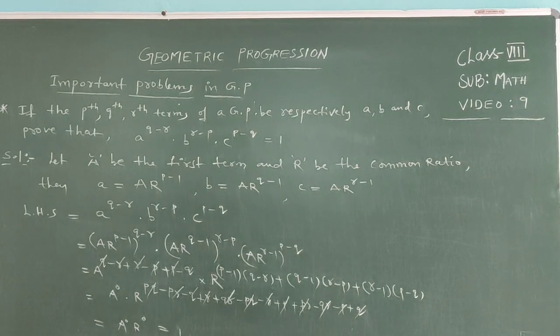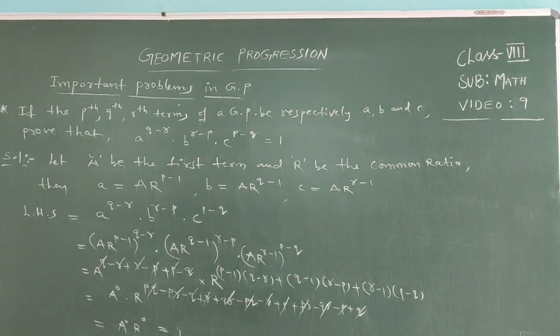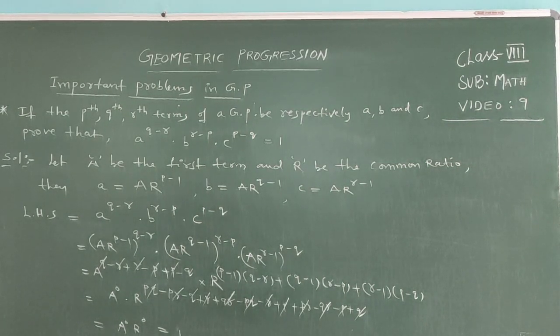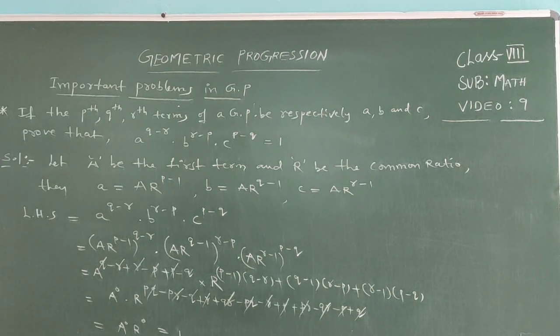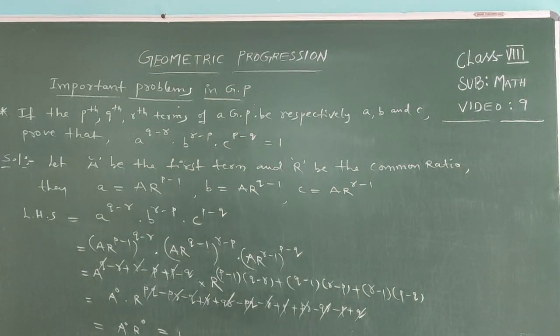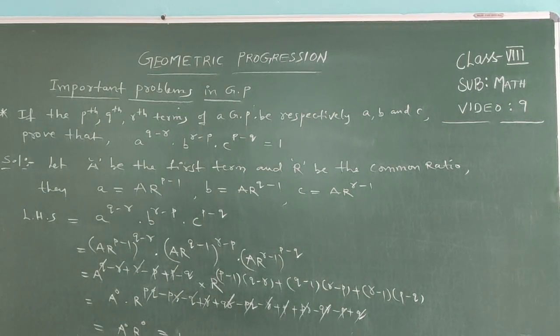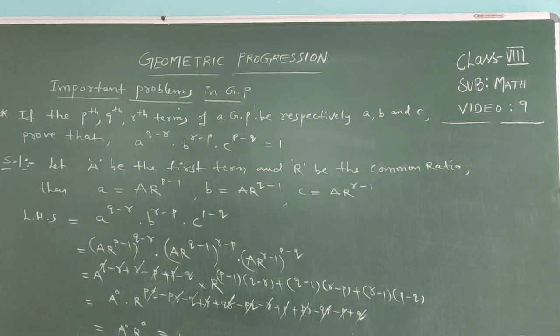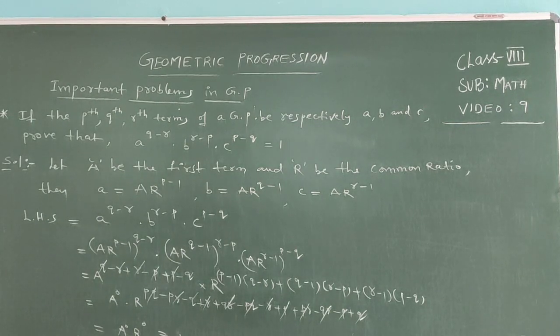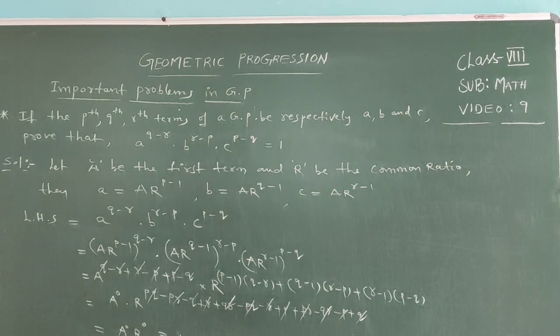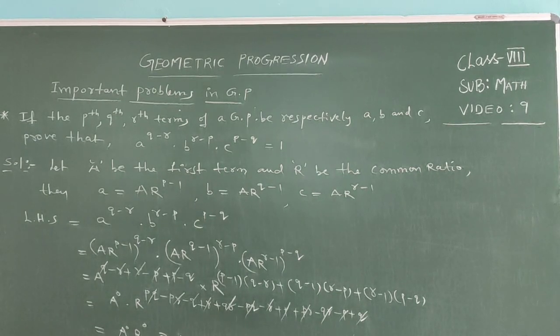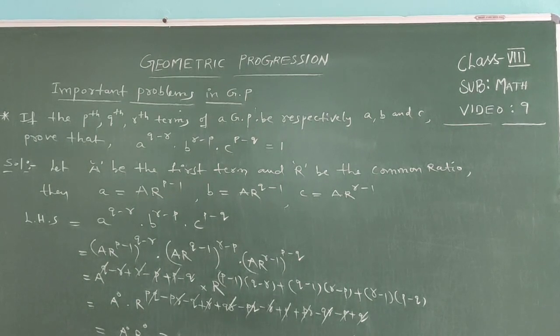Okay, most important application, second one. If the pth, qth and rth terms of a GP are respectively a, b and c, prove that a power q minus r into b power r minus p into c power p minus q equal to 1. We have to prove. Let capital A be the first term and capital R be the common ratio. Since a, b and c are given, small a equals A R power p minus 1, small b equals A R power q minus 1, small c equals A R power r minus 1.